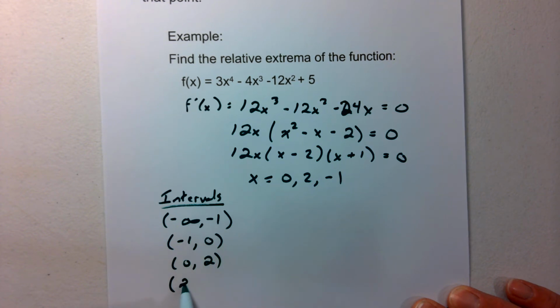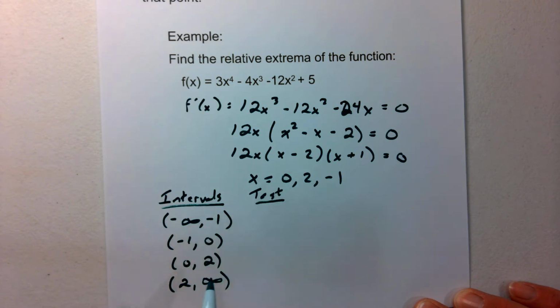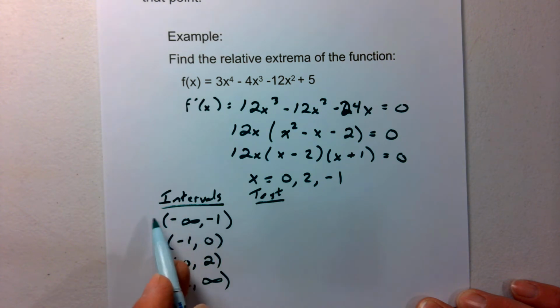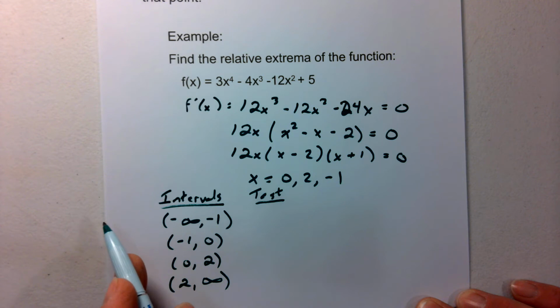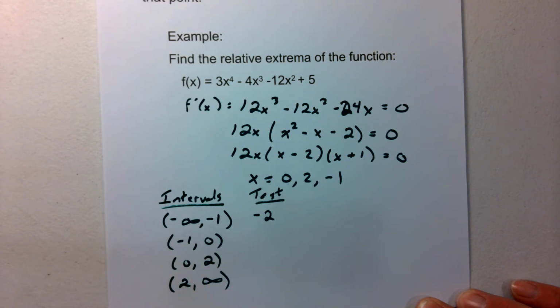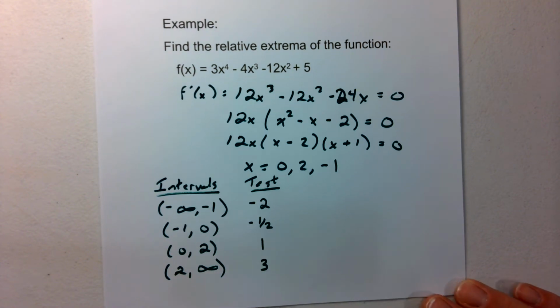2 is our last critical number that we had there, so we go to infinity. Now what I want to do is go ahead and find my test values. I want a number that's between negative infinity and negative 1. No reason to go to negative 1,000, negative 10,000. Keep it relatively nice and clean to work with. Negative 2 works. Between negative 1 and 0, negative 1/2 will work. Between 0 and 2, 1 will work, and between 2 and infinity, 3 will work.